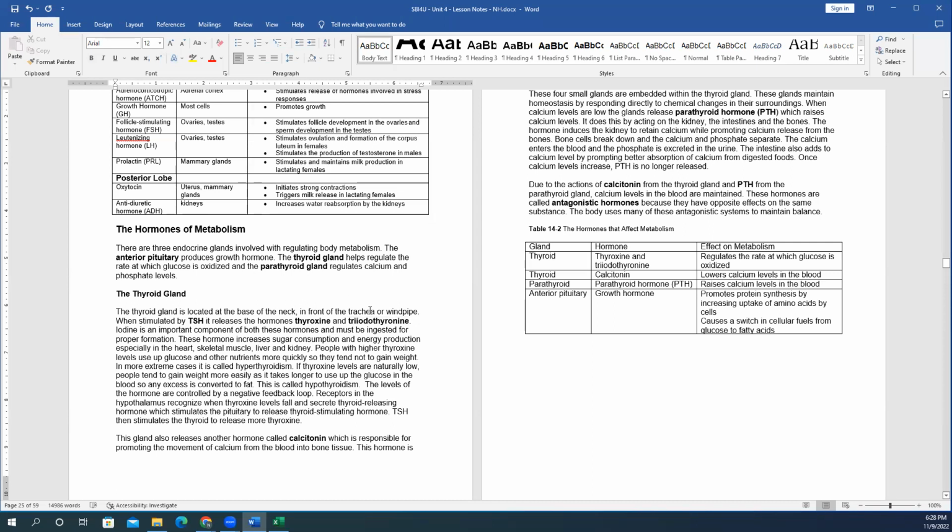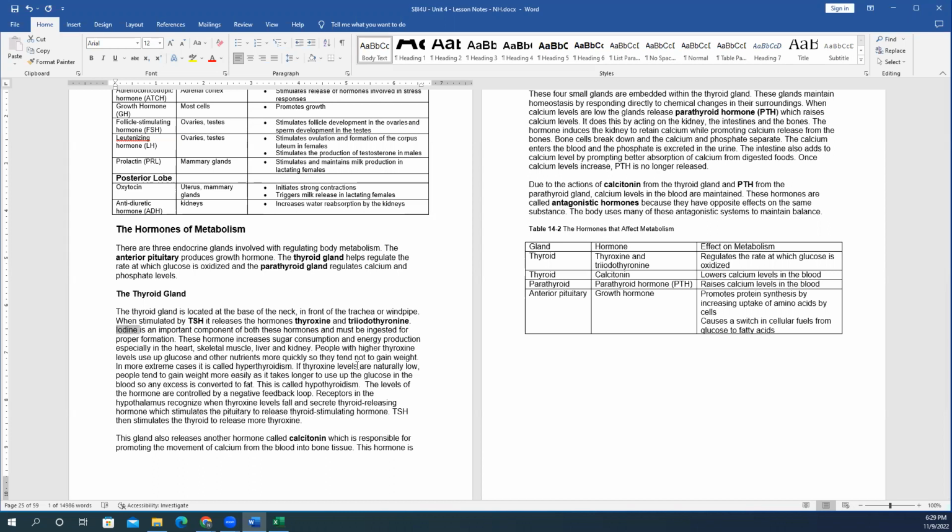And both of these hormones have iodine as a component. And so this is something important that we have to ingest in our diet in order for these hormones to be made and to function properly. These hormones' job is to increase the consumption of sugar by our cells and to increase energy production, especially in the muscles of the heart, in the skeletal muscles, in our liver, and in our kidney.